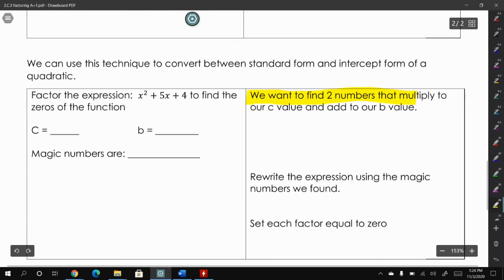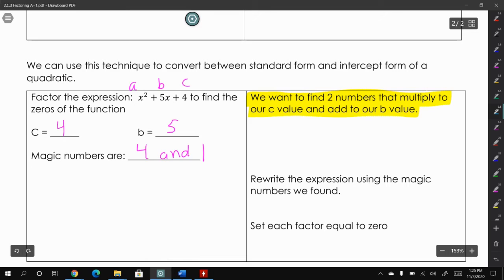We want to find two numbers that multiply to our c value but add to our b value. So in standard form, remember the number in front of x squared is a, the number in front of x is b, and the number with no x is c. So c is 4 and b is 5. So what are two numbers that multiply to 4 but add to 5? That is the numbers 4 and 1.